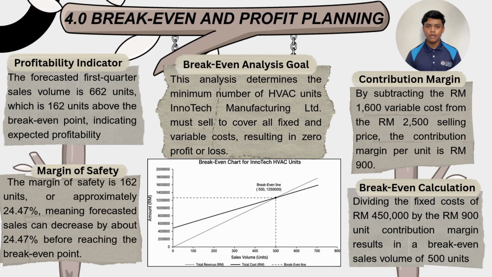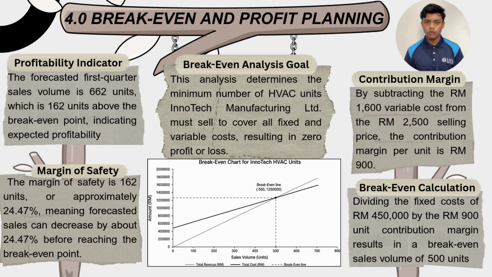To calculate this, we first establish our contribution margin per unit by subtracting our 1,600 ringgit variable cost per unit from our 2,500 ringgit selling price per unit. We calculate a contribution margin at 900 ringgit. Next, we apply our fixed costs of 450,000 ringgit to the formula by dividing 450,000 ringgit fixed costs by the 900 ringgit contribution margin per unit. We determine our break-even sales volume to be exactly 500 units.